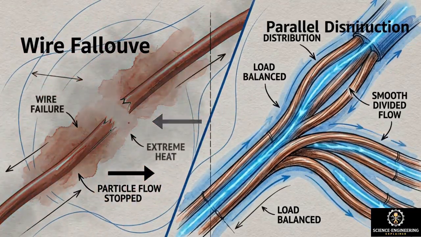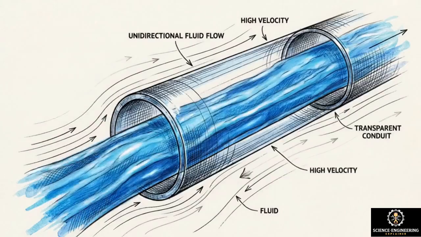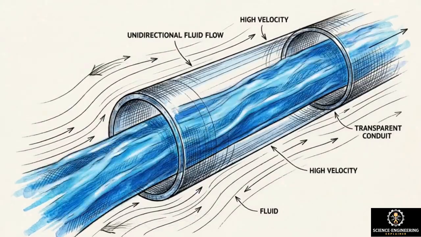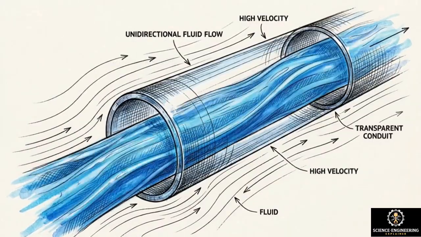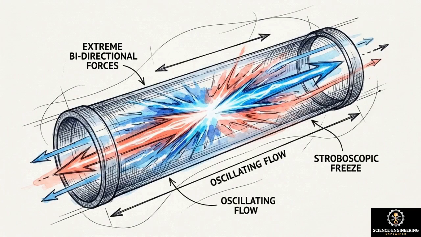The final variable controlling our electrons is modality, the directional nature of the current over time. Direct current, or DC, is unidirectional. Electrons flow steadily in one direction, maintaining a constant voltage without reversing. This is the output provided by batteries. Alternating current, or AC, is bidirectional. The movement of the electric charge periodically reverses its direction entirely.